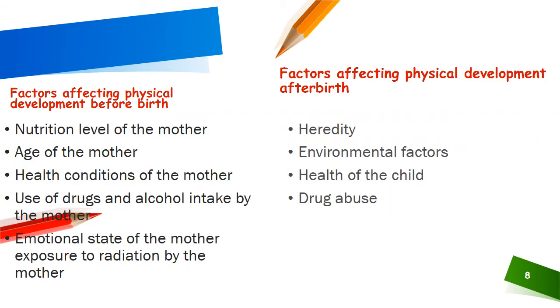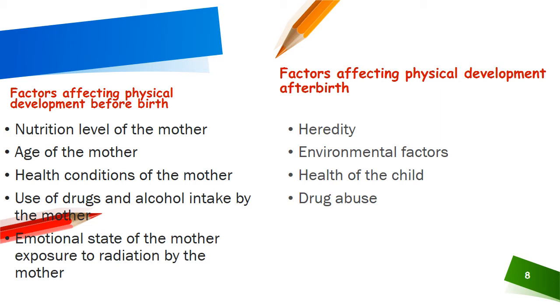Okay. So now there are certain factors which can affect the development of a child both before birth and after birth. Let us look at the factors affecting physical development of a child before birth. The first one is the nutrition level of the mother. If the mother, a pregnant woman, is not having a balanced diet, if she's lacking nutrients, it can affect the development of a child. The second one is the age of the mother.